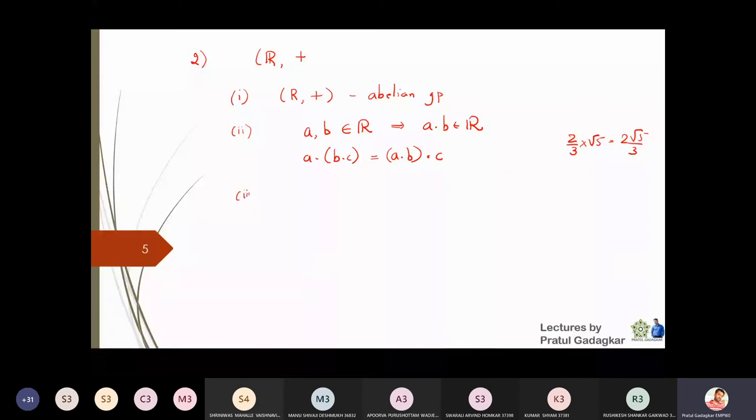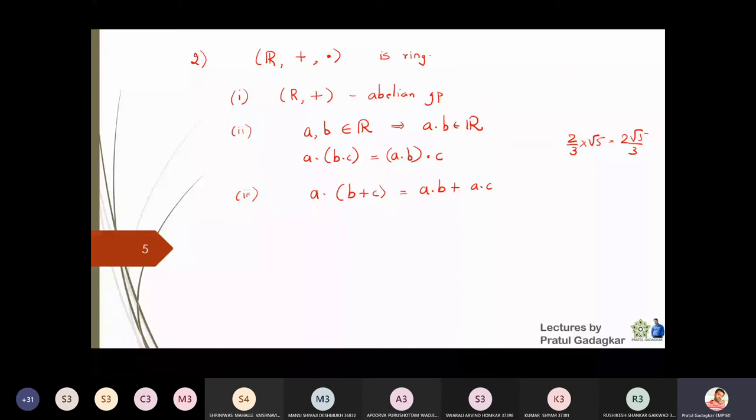And what about the distributivity? Clearly, the distributivity for real numbers, we have been using this since our school times, right? So this also holds for real numbers. For example, 2 into (3 by 5 plus root 2) can be written as 2 into 3 by 5 plus 2 root 2. So this is nothing but your distributivity. So this means that real numbers with respect to usual addition and usual multiplication also form a ring. Okay, so we have two examples of ring now. First was Z, plus, dot and now it is R, plus, dot.